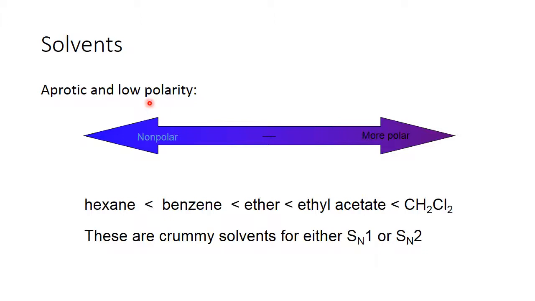Aprotic and low polarity solvents will basically inhibit both SN1 and SN2 reactions. What kind of solvents fit this category? Hexane, benzene, toluene, ether, ethyl acetate, dichloromethane. Dichloromethane is a little more polar than the others, but it's still just not polar enough to accelerate an SN2 reaction. And none of these are protic, and a protic solvent is really needed for an SN1 reaction.